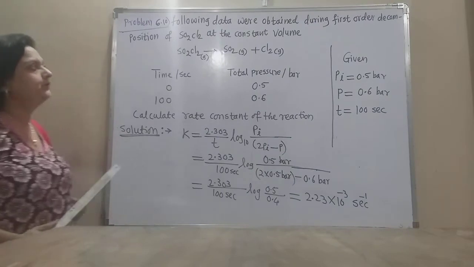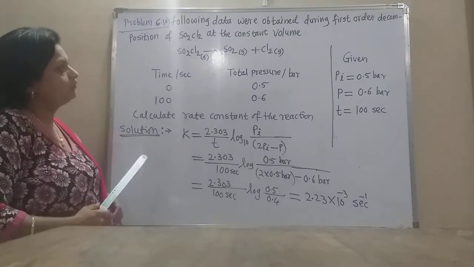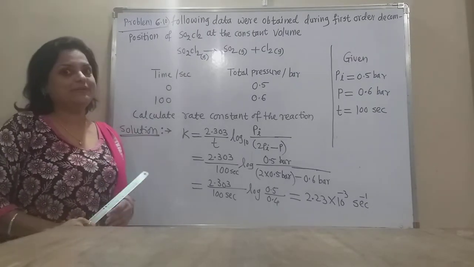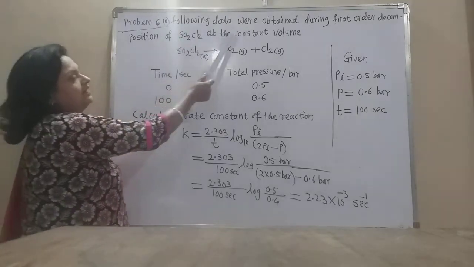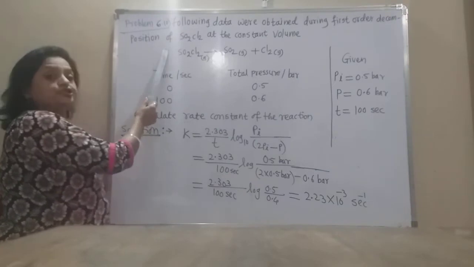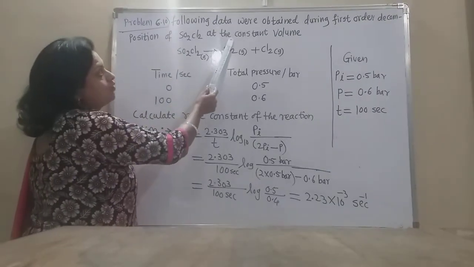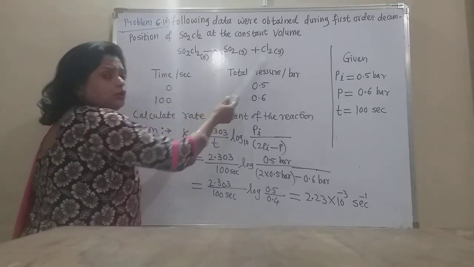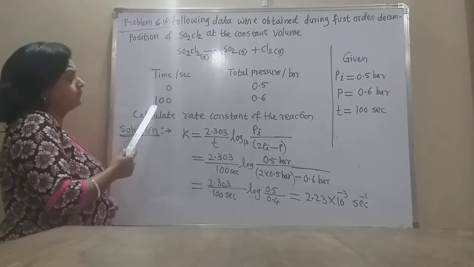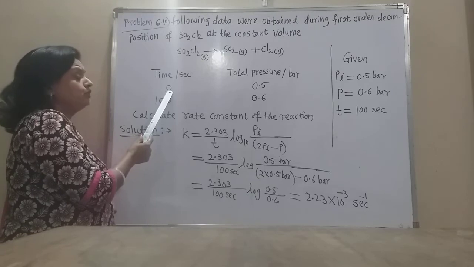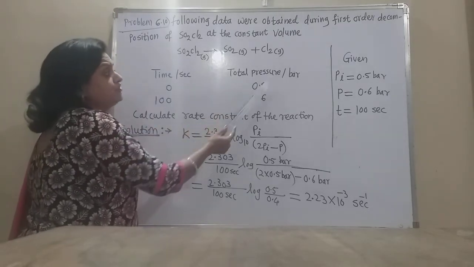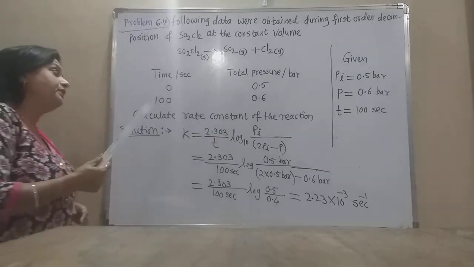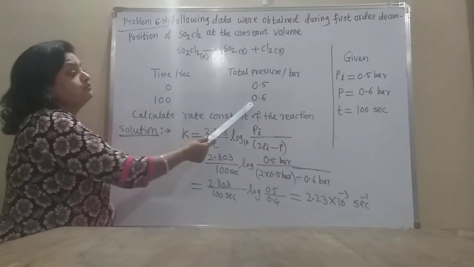Now let us calculate problem number 6.10. What is that problem? Now this problem is on the integrated rate law for gas phase reactions. Now see, the following data were obtained during the first order decomposition of SO2Cl2 at constant volume. Now the reaction is SO2Cl2 gas gives SO2 gas plus Cl2 gas. Now time in seconds is given. Initially when the time t is equal to 0, the total pressure in bar is 0.5, that is the initial pressure Pi. And after 100 seconds, the pressure becomes 0.6 bar.